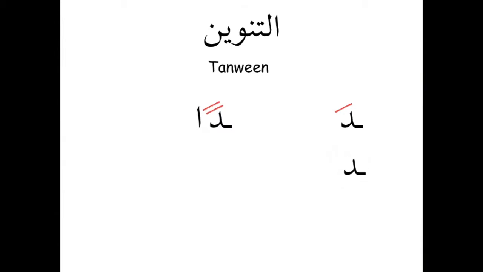If the dal had a kasra at the end, we would simply add another kasra. If it had a dhamma, we would add another dhamma on top of it, and alternatively the second dhamma could be written upside down. So how would we pronounce it?